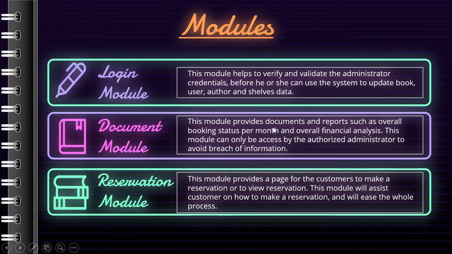Next, I will pass on to the modules. Under user or customer, there are three modules, which are the login module, document module, and reservation module. The login module helps to verify the administrator credentials before the user can use the system. The document module provides documents and reports such as overall booking status per month and overall financial analysis that can only be accessed by an authorized administrator to avoid breach of information. Lastly, the reservation module is a page for customers to make or view reservations. This module will assist customers on how to make a reservation and will ease the whole process.